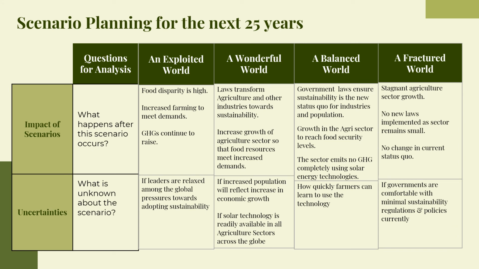Scenario 4, a fractured world. Here, the population growth is within the UN's estimate and there are lax government environment laws. What happens after this scenario is that there is stagnant growth in the agriculture sector because there are no new laws implemented and the sector remains small. There is no change in the current status quo. What is unknown about this scenario is if governments are comfortable with the minimum sustainability regulations and policies that they currently have.